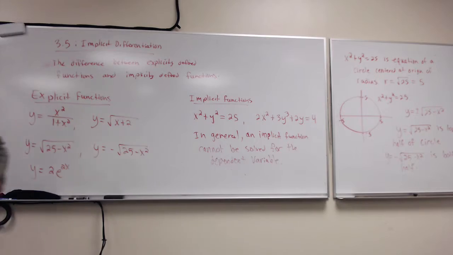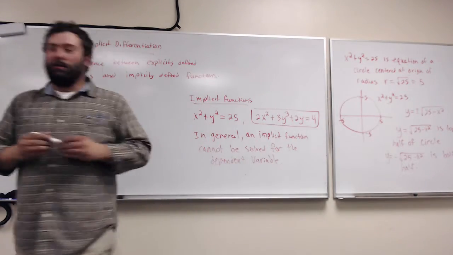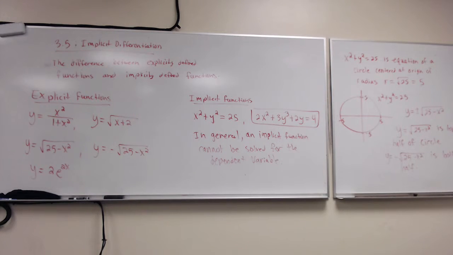Okay, but this equation over here, or this implicitly defined curve, there's no way to solve for y. You could try all day and it won't work. Okay, so you can't solve for y just as a function of x. Okay, so this is the whole idea of implicit differentiation, is if I can't solve for the dependent variable, how do I find the rate of change? Or the slope of any tangent line on the curve. Okay.